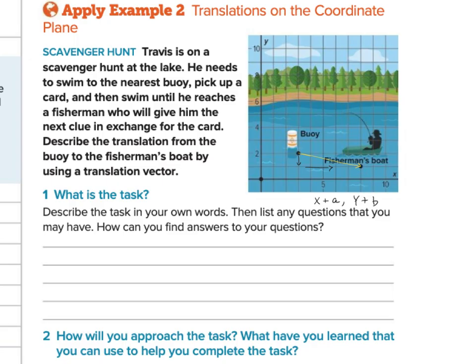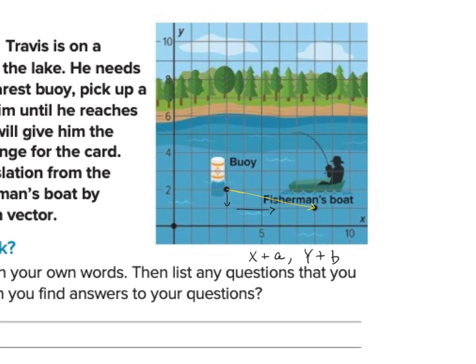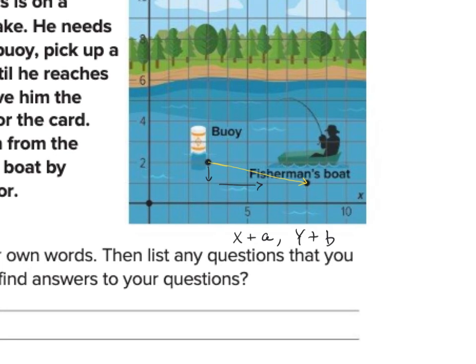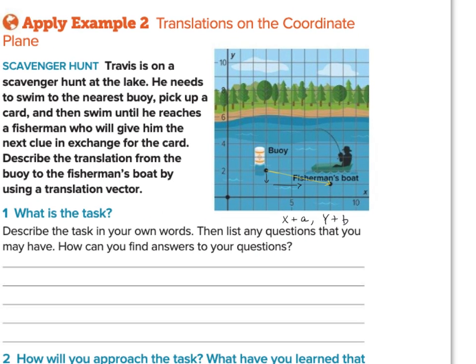It says describe the task in your own words, then list any questions that you might have. Where could you find answers to your questions? I'm just trying to think through how I would look at this and approach this, and I would say, is there a current? I don't know, is the boat moving? There are different things like that. We're going to assume everything's stationary. And how far am I swimming? Are these meters, feet? What are the increments of these units? So we're just going to focus on the unit.